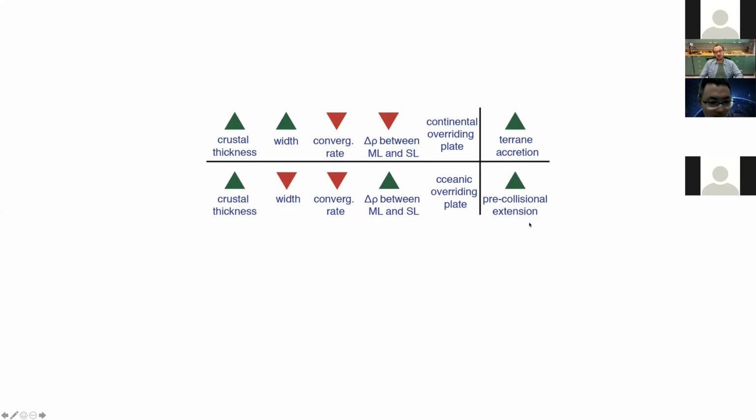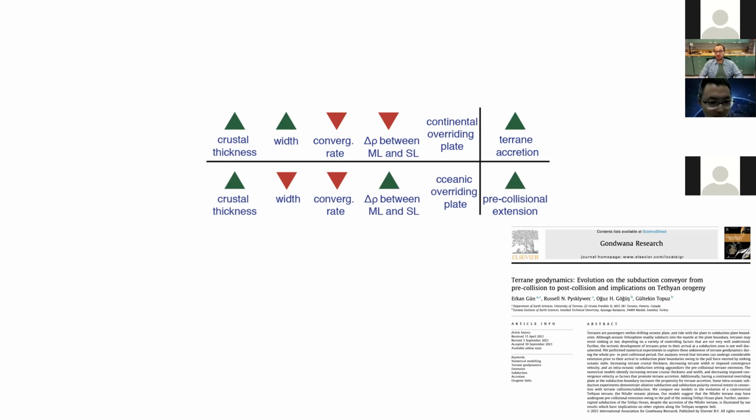For pre-collisional extension, we know that crustal thickness and a higher density difference between mantle lithosphere and asthenosphere promote pre-collisional extension, as well as having an intra-oceanic setup. But on the other hand, a lower width and a lower convergence rate also promote pre-collisional extension. So these are all the results of this study, these 288 models and much more in this paper that we published just two weeks ago.